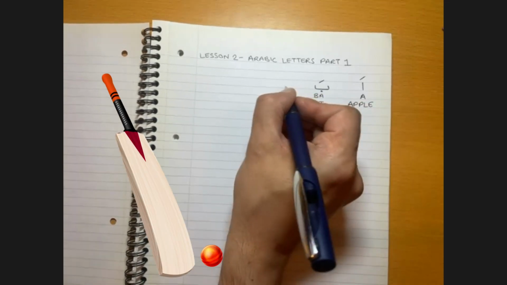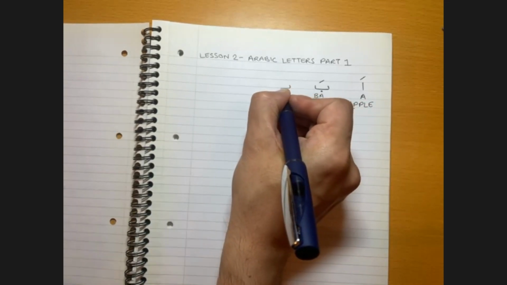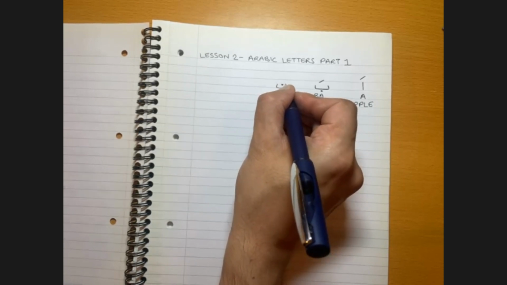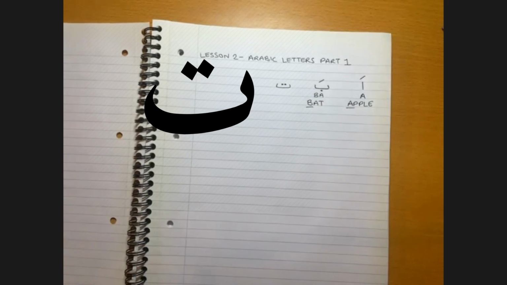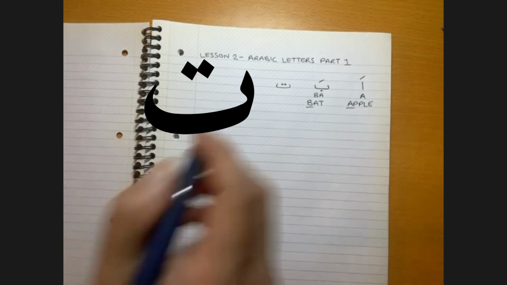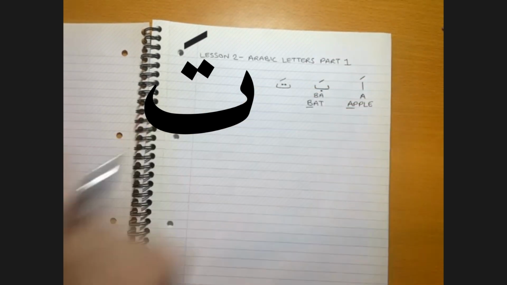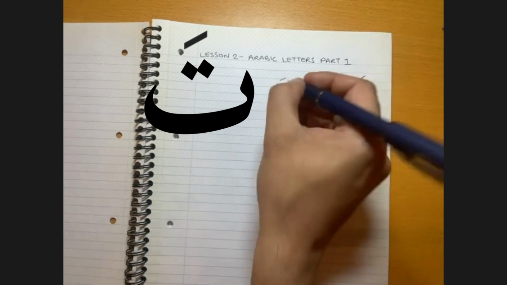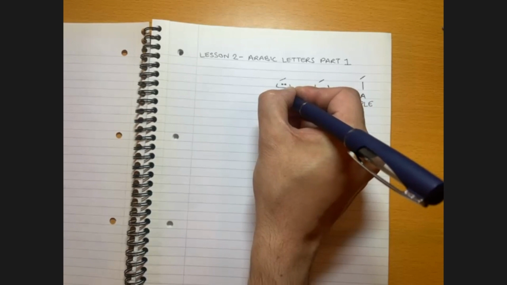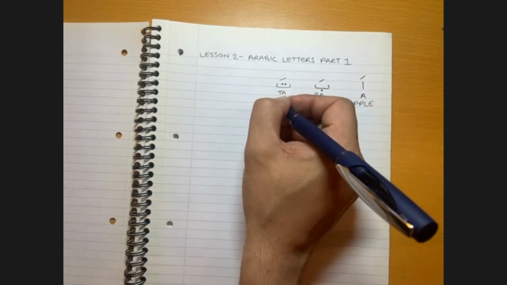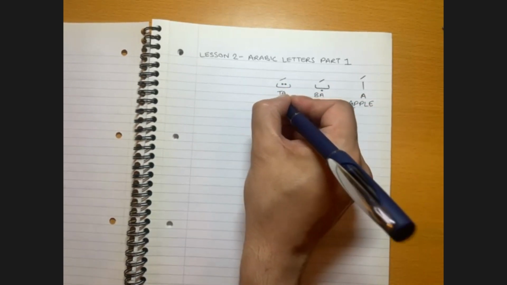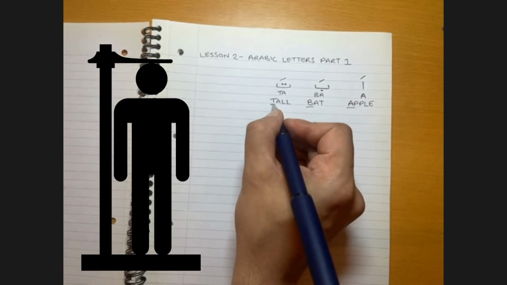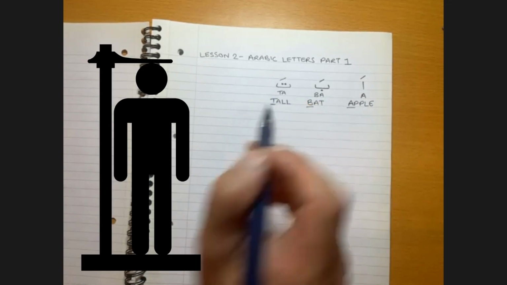And then the next letter, the same shape again, the boat shape. But this time we're going to put two dots on top. Okay. Give it a vowel. This is going to be a ta. Ta. Okay. Just like in the English word tall, just like the t sound in tall, this is a ta.